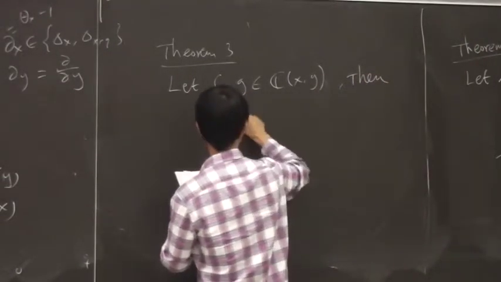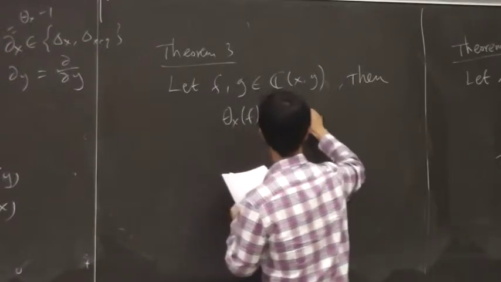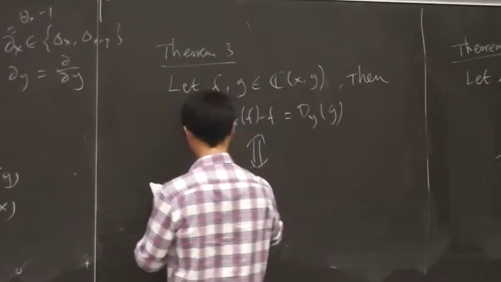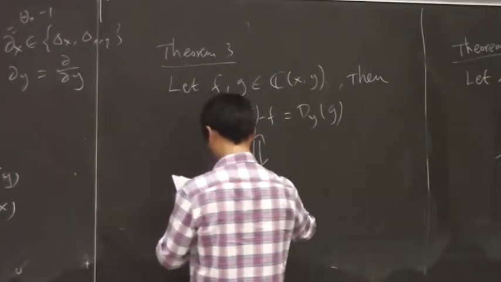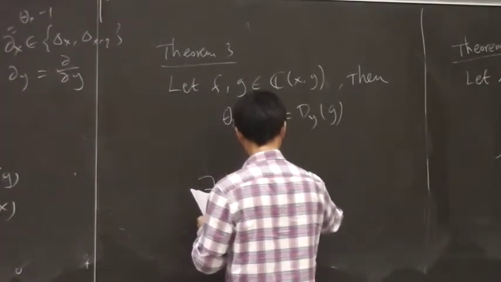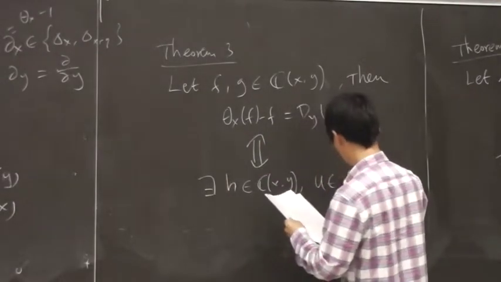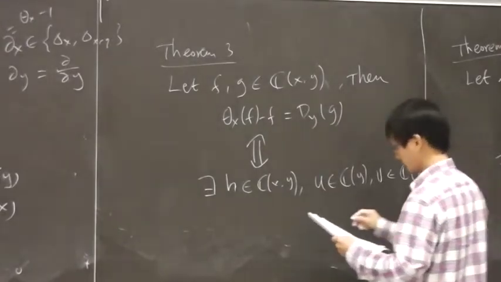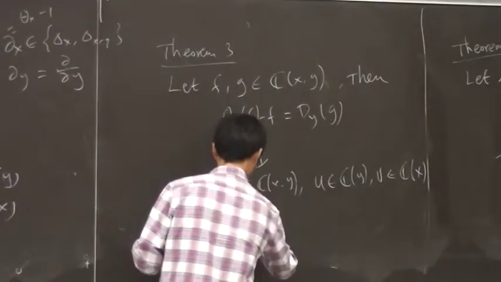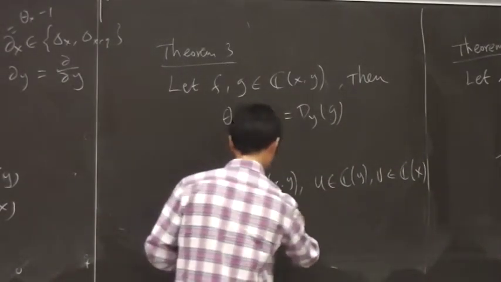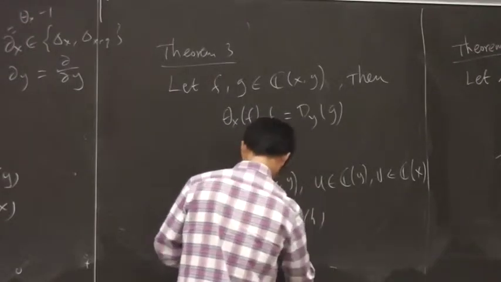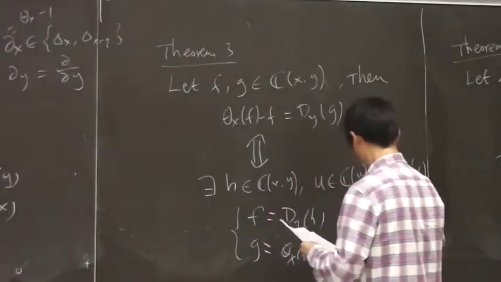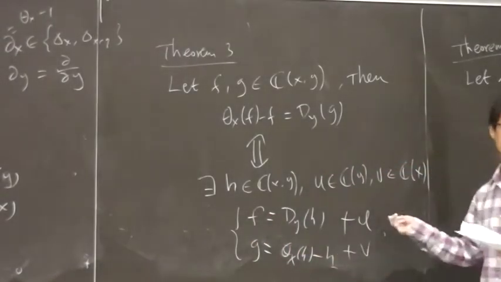Then if this satisfies this equation, then we show that actually there exist h, any partial function, and u in Cy, v in Cx, such that f is equal to Cy(h) - Cx(h) plus u plus v. I mean, that's what I say.